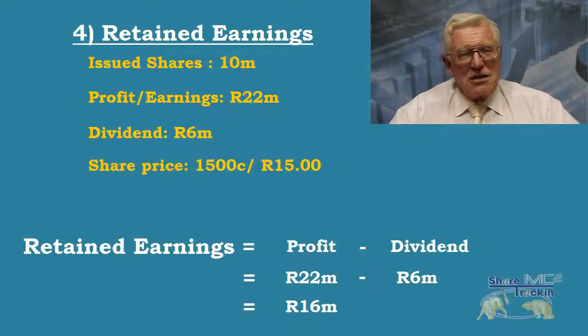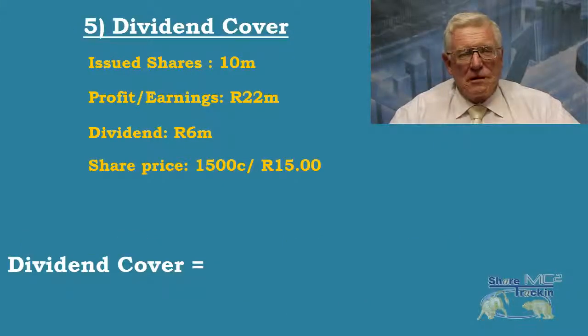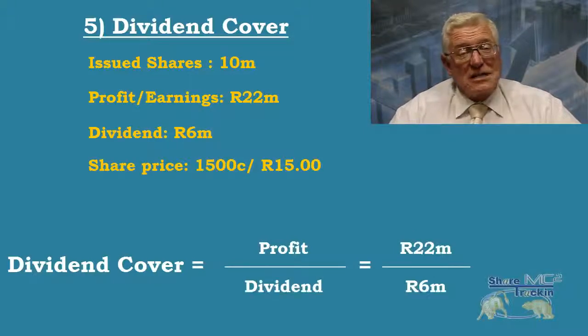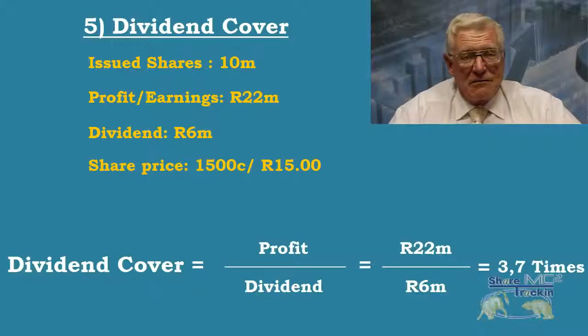The next relationship is the dividend cover. Now the dividend cover is the number of times that the dividend could have been taken out of the profits. So all we do is we divide the profit of 22 million by the dividend of 6 million, and that gives us a dividend cover of 3.7.